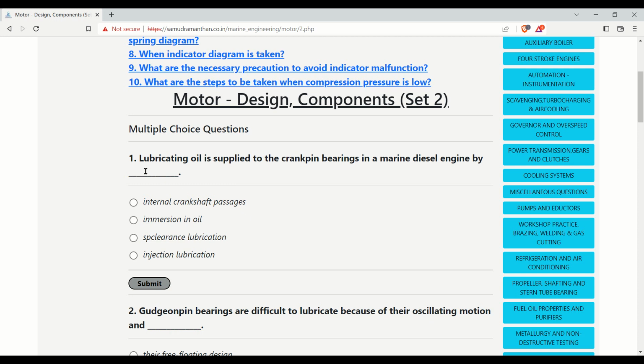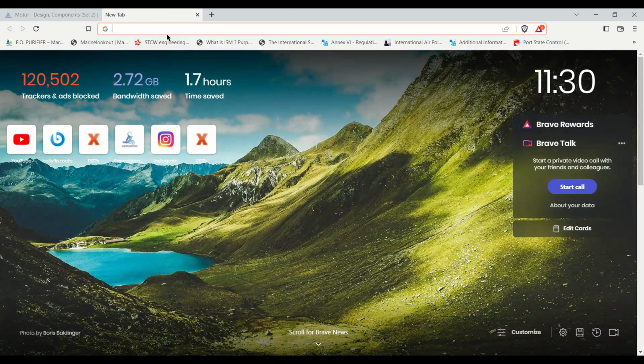Our first question is: lubricating oil is supplied to the crankpin bearing in a marine diesel engine by, and the options are internal crankshaft passage, immersion in oil, splash lubrication, injection lubrication. The correct answer for this question should be internal crankshaft passage. Those who have already seen my previous video must be able to answer this question. Now let's see what internal crankshaft passages are.